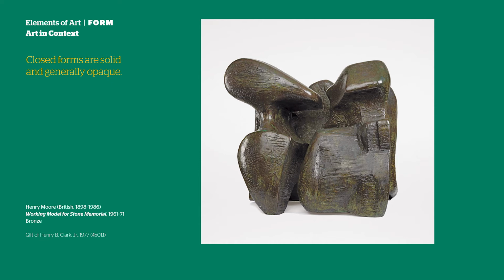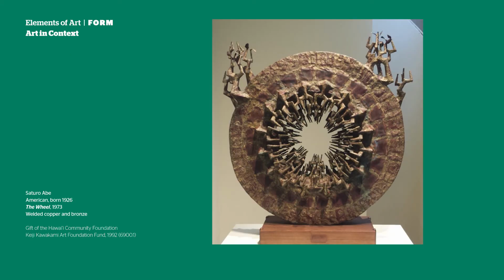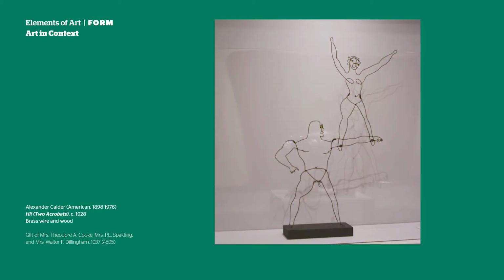In sculpture, there are also closed and open forms. Closed forms are solid and generally opaque, which means they can't be seen through. Open forms use negative space and often have areas of transparency, allowing the viewer to see through the artwork. Wire is a common material for open forms. How does the read or message of an artwork change based on whether it's an open or closed form?